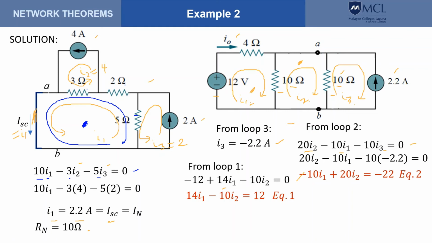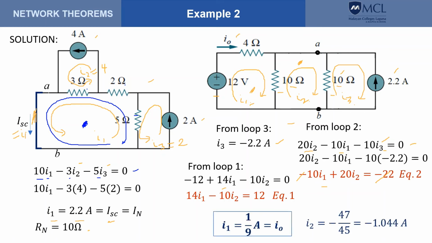Simplifying, we already know the current I sub 3, so we'll get this second equation. Combining the two equations, we'll then get I sub 1 equal to 1/9 ampere, which is also our I sub naught, because the current through the 4 ohms in terms of the loop current is just I sub 1. So therefore, our I sub naught is the same as I sub 1. You can also compute for I sub 2.